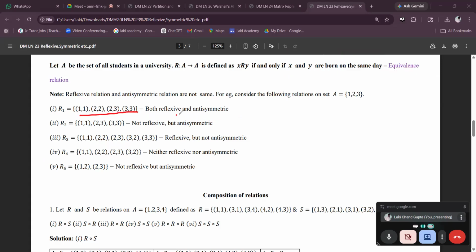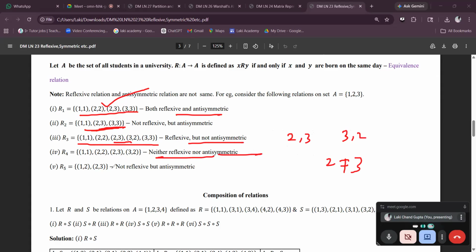This is reflexive and antisymmetric, right? This is not reflexive. Why? Because 2 is not there. This is reflexive but not antisymmetric. Why? Because 2 comma 3, 3 comma 2 is there. 2 cannot be equal to 3. This is not reflexive and not antisymmetric, right? Not reflexive and antisymmetric.